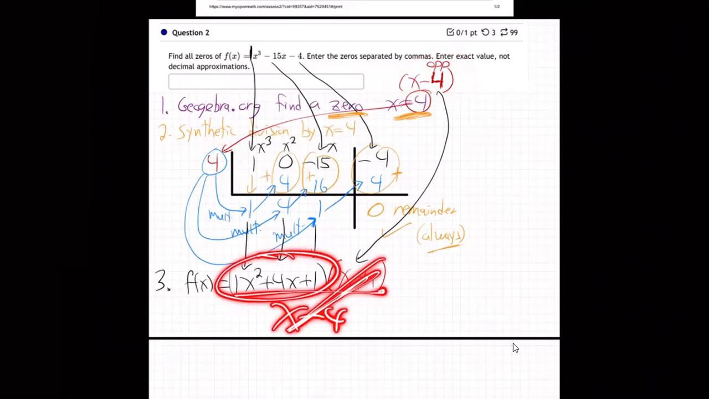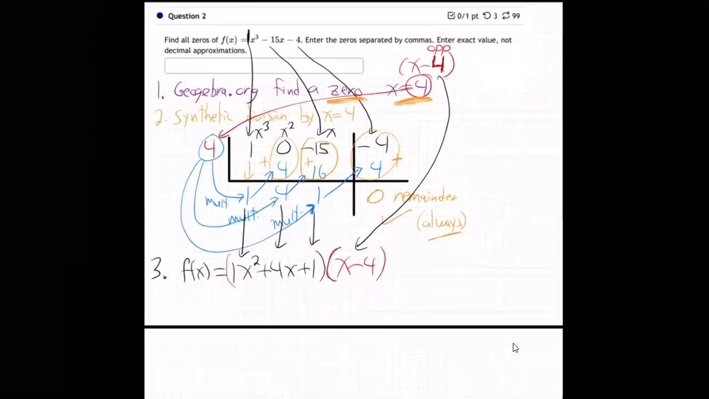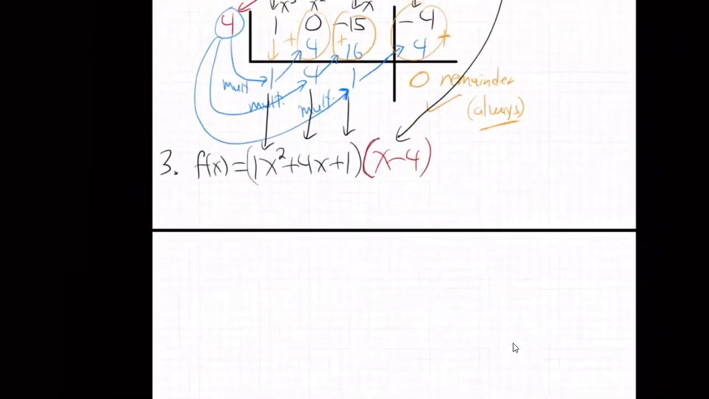Right there, x squared plus 4x plus 1. So the function must be x squared plus 4x plus 1 times x minus 4. Because how do I know that? Because when you divide the function by x minus 4, you get this. All right, so now how do I finish it from here?